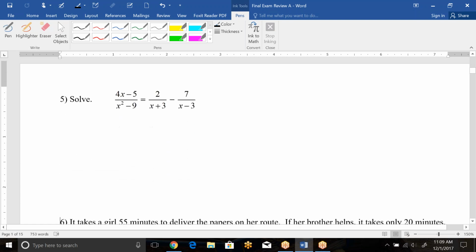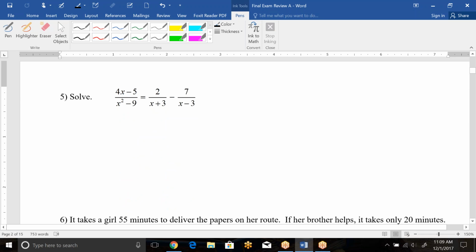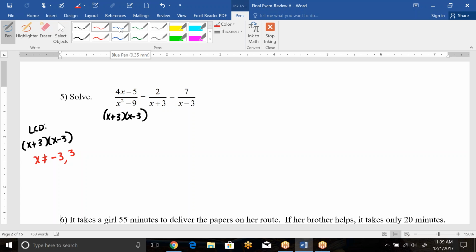Okay, let's look at number 5. This is solving an equation that has rational expression terms in it. So typically what we like to do here is clear out the fractions. To do that, you have to find a least common denominator. So I'm going to factor this first denominator because it's perfect squares with a minus sign. And it looks like my LCD is going to be x plus 3, x minus 3. Now, I go ahead and write that means my domain restrictions are that I cannot have negative 3 or 3 as the answer at the end, because that would plug back into the original and make us divide by 0.